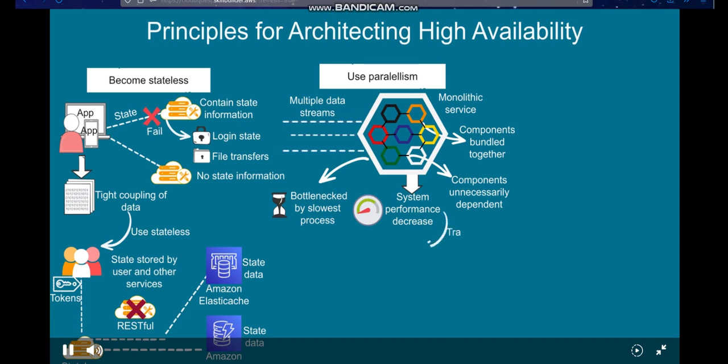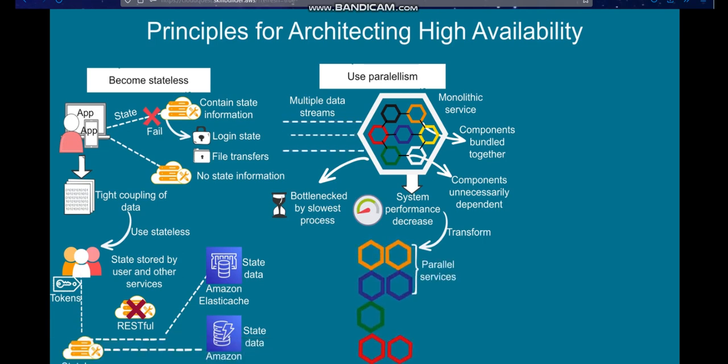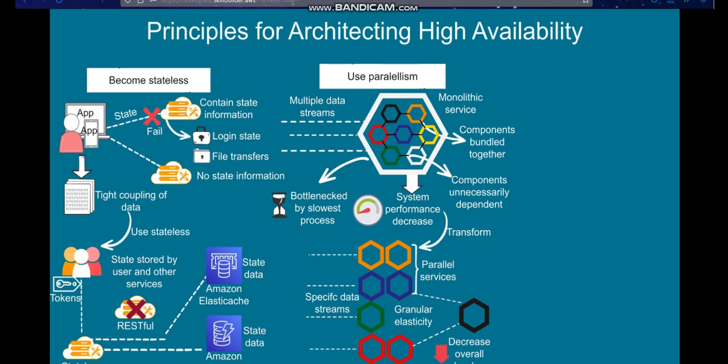At every opportunity, you should transform these applications into smaller, independent, parallel services. These small services are aptly called microservices. Each microservice will receive data pertinent to its function. Furthermore, these services can allow you to scale more granularly. Overall, this decreases the chance that any one component can cause failure of the whole system, thus increasing the overall availability. Security as a forethought.